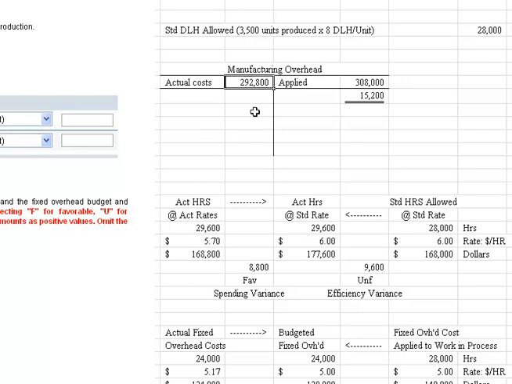On part B, we have to fill out the manufacturing overhead. What we know is actual costs of 292,800 were incurred. And if you look back at the earlier section, you'll see where they provided that information. We had $168,800 plus $124,000 of actual costs.